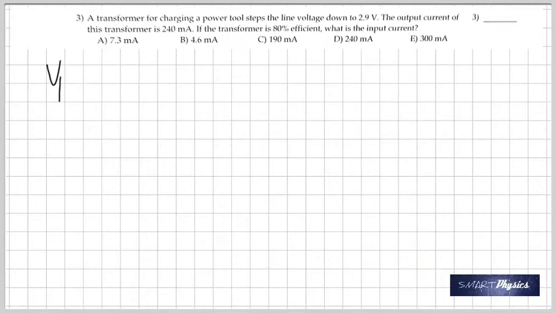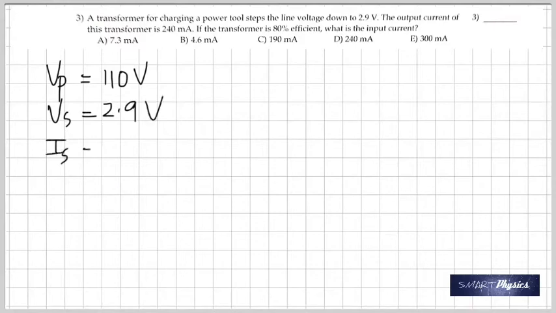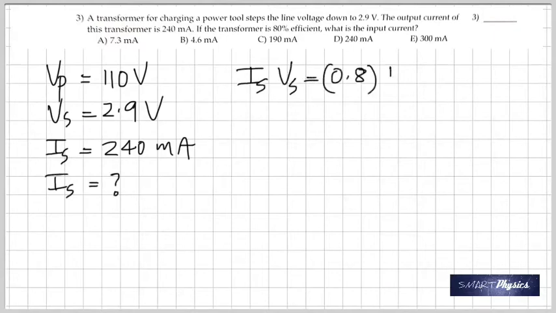In the third question, this transformer has 80% efficiency. It steps the line voltage. You have to take the line voltage as 120 volts here. Although it's not given, you know that's the line voltage, 120 volts. So 120 volts is on the primary. I'm going to change that to 120. And the secondary voltage is 2.9. The secondary current is 240 milliampere. You have to find the secondary current.